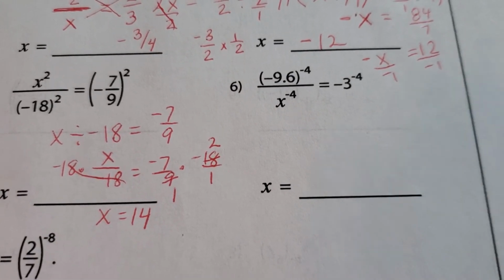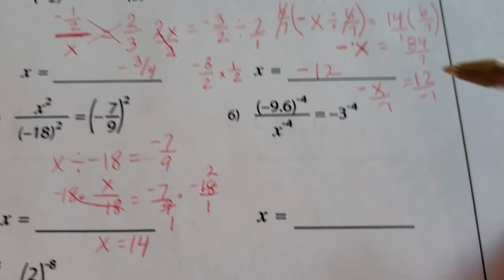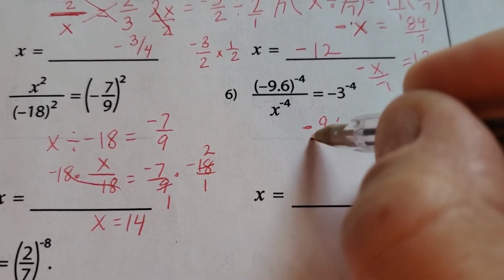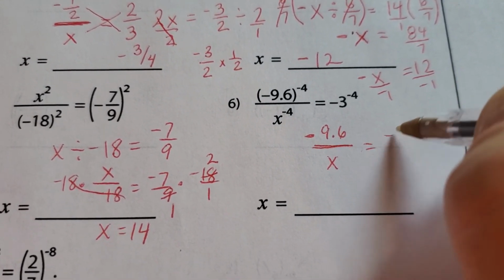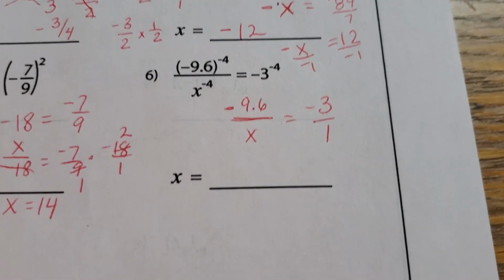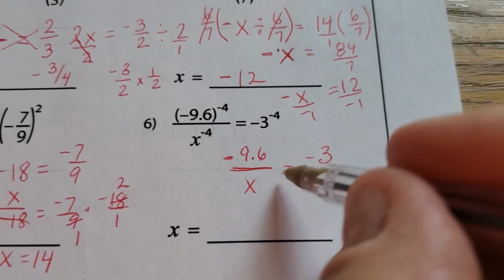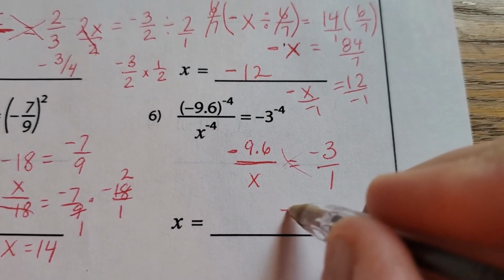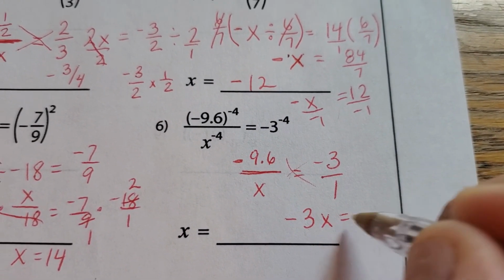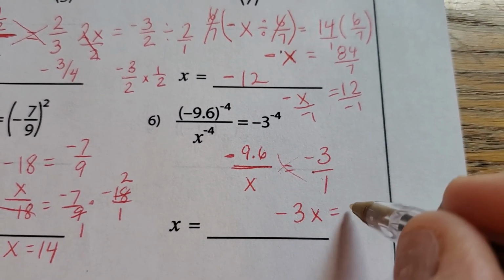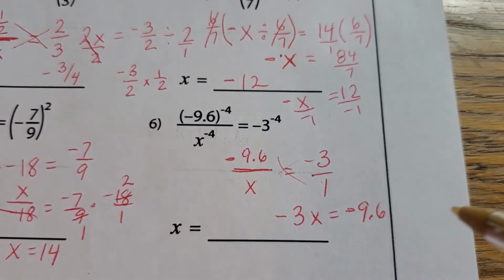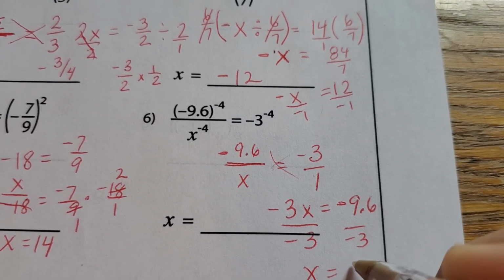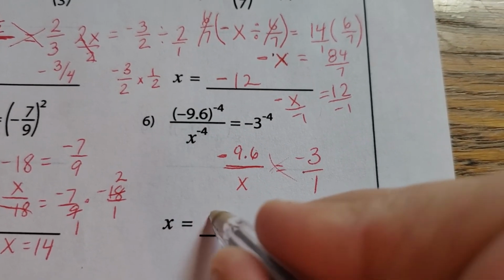Number 6, a lot like 2 and 4, so I'm going to write a proportion for this one. Negative 9.6 over x equals negative 3. Again, I'll put that over 1, so it's a fraction. Do your cross products. I have negative 3x equals negative 9.6 times 1 is negative 9.6. Divide by negative 3, x is going to equal 3.2.